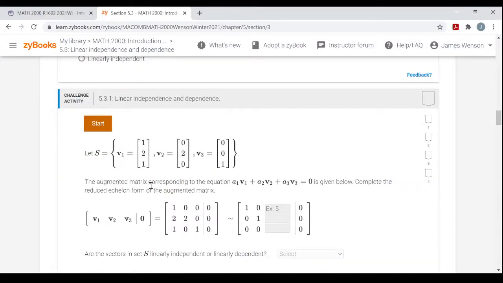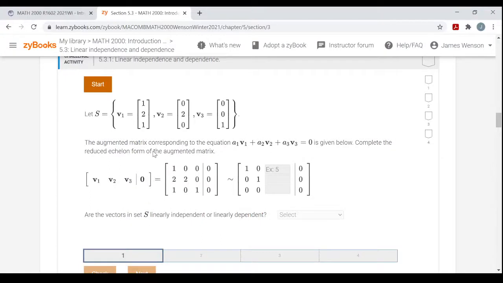All right, then you have your challenge activity, which is the same question every time pretty much. So I'll start this and show you. I have a set of these 3 vectors, and first they're saying make the augmented matrix. They already did that here. See, the first column is the first vector, the second column is the second vector, the third column is the third vector, and complete the reduced echelon form of the augmented matrix.